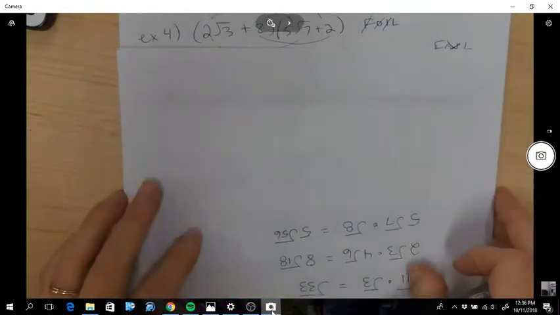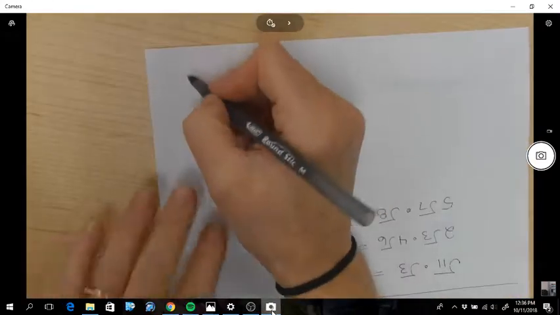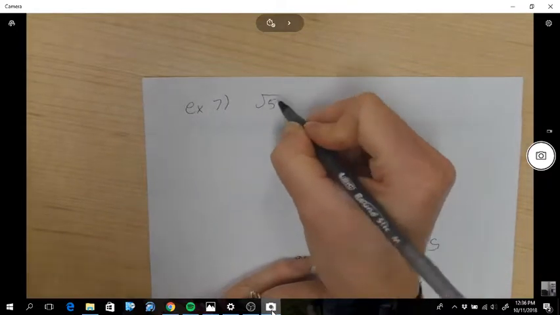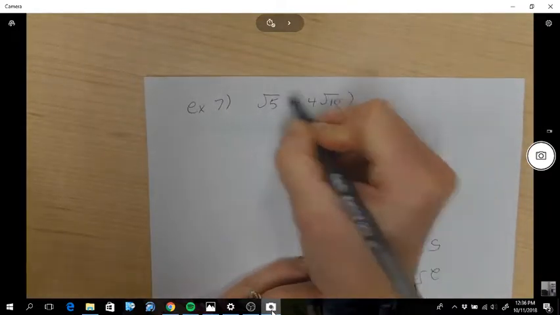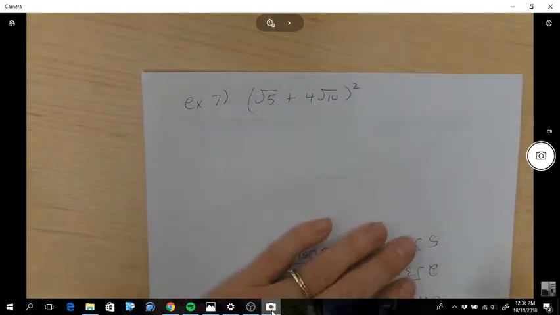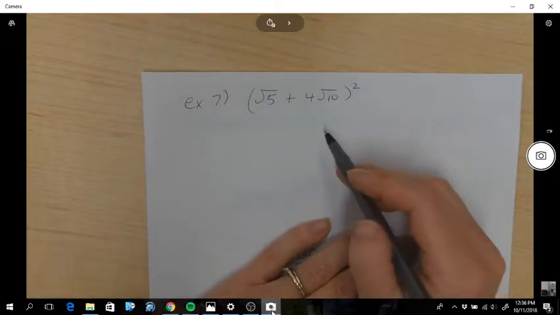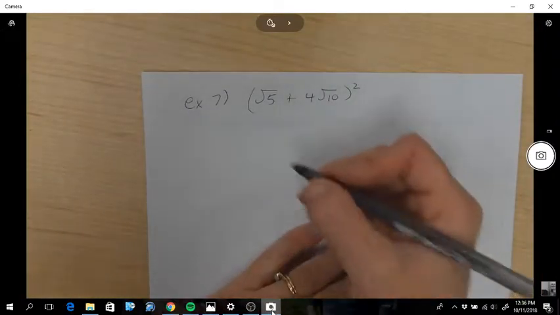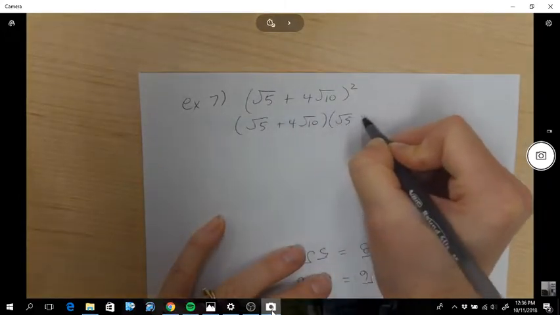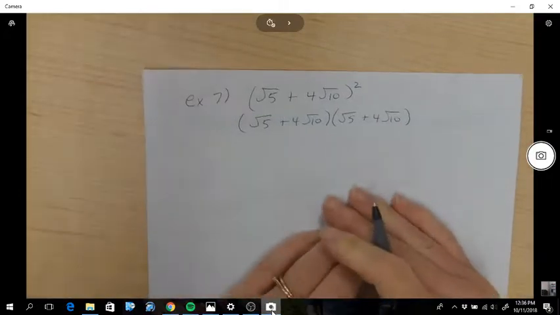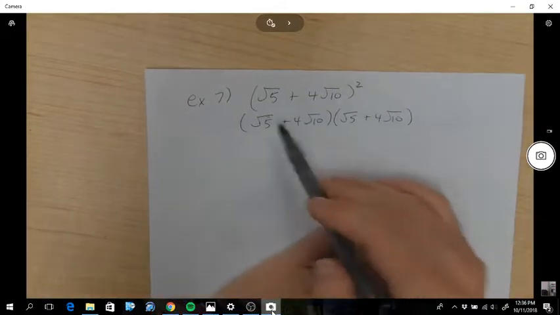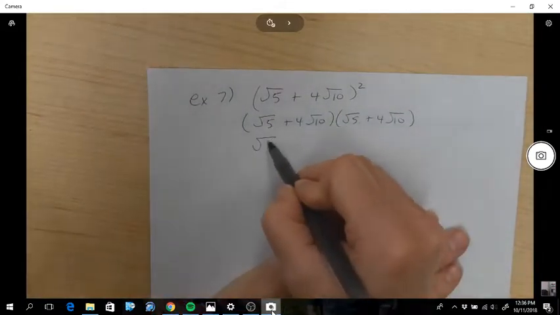Okay, last example. So example 7. Alright, we have root 5 plus 4 root 10 squared. Okay, so what are you going to do with this one? I suggest that when you see something squared, you don't try to shortcut, just rewrite it twice. Okay, so that's really what you're doing. Now you can FOIL that. So root 5 times root 5 is root 25.